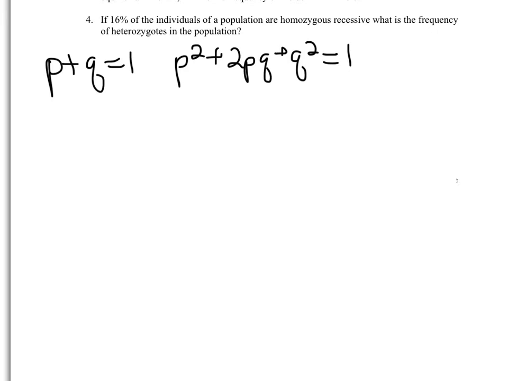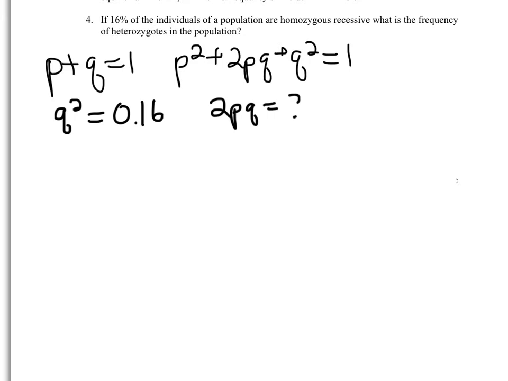If 16% of the individuals in a population are homozygous recessive, what is the frequency of the heterozygotes in the population? Okay, so homozygous recessive is represented by q squared. This is a genotype, so it's little a, little a, which is q squared. So we can write that down. So that's what they're giving us. q squared equals 0.16. And remember, it's the frequency, so it's the decimal. They want to know what's the frequency of heterozygotes. So heterozygotes are 2pq. So 2pq equals.